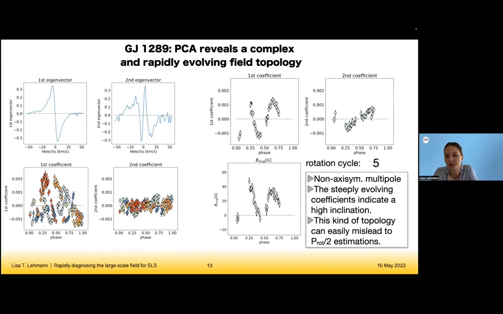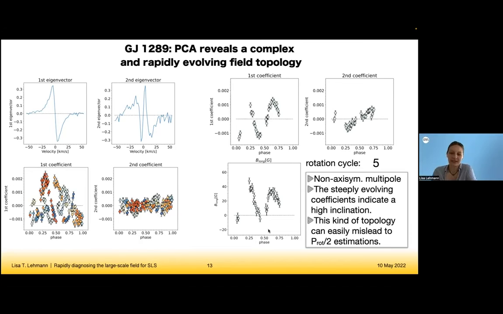I also want to show you, do you see this very steep slope here and there? This gives you a very good hint that this star is observed with quite a high inclination. Otherwise, we wouldn't be able to see such a steep change in the coefficients or in the longitude of the field. And for stars with a very low VCNI like JG1289, this is a valuable hint because the inclination is not well constrained for these low VCNI objects.